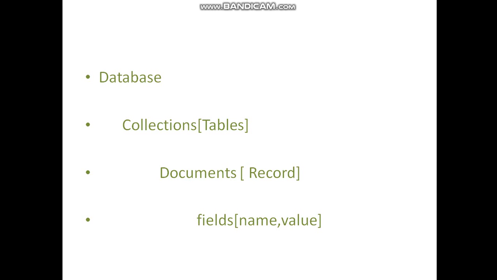Each document, each record, is a collection of fields like name, value pairs. This is where the data will be stored in the format of name, value pairs, or in a graph format or any other format.